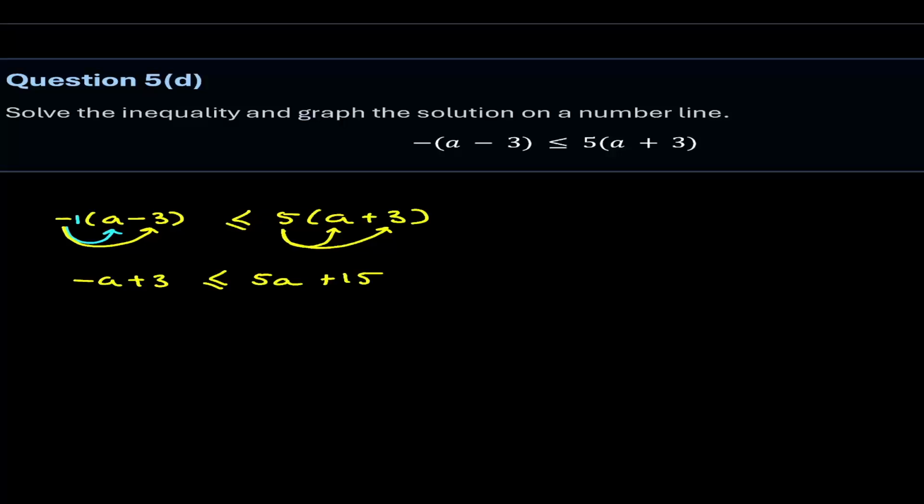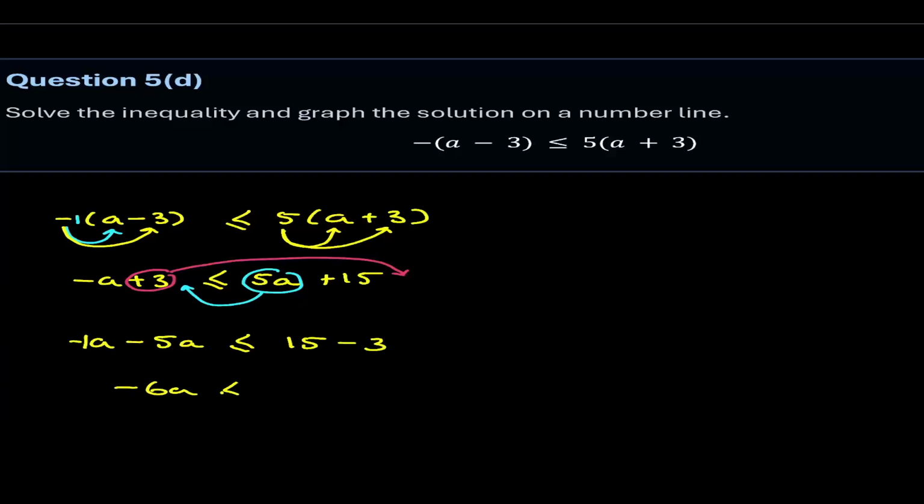Beautiful. Okay, a's on one side and numbers on the other side. So that 5a, let's move it to here, and this +3, let's move it to here. Remember, the signs change when you move them across the inequality sign. So we've got -a, and then we move that 5a, so it becomes -5a is less than or equal to 15, and you move that +3, so it becomes -3. Remember, -1a take 5a is -6a, 15 take 3 is 12.